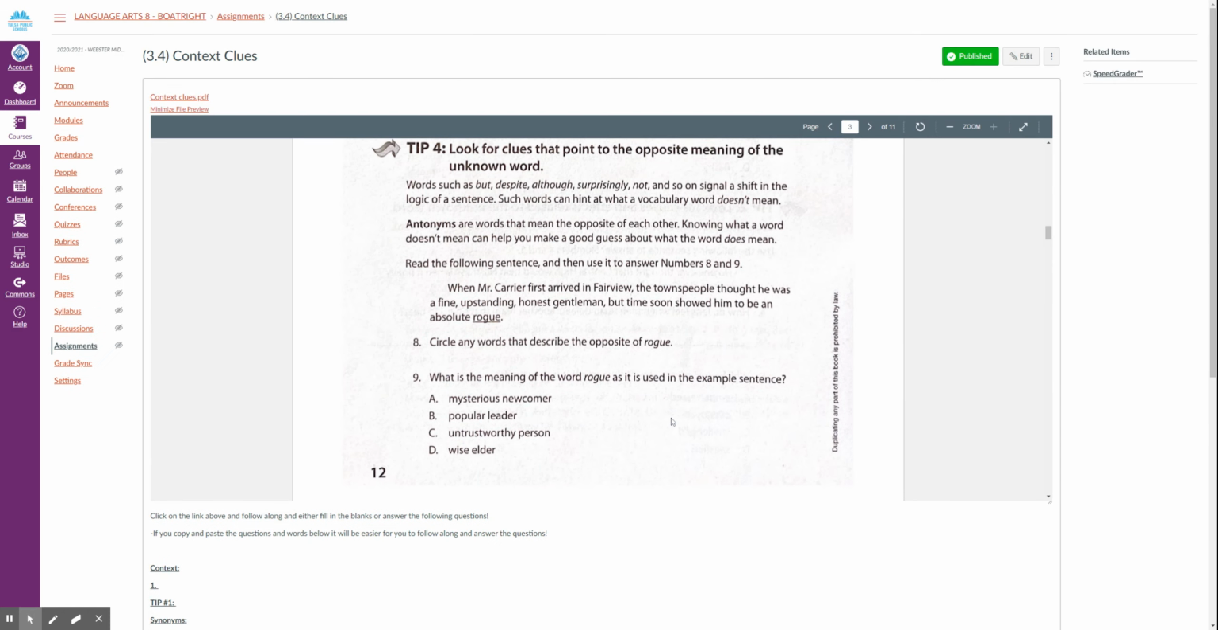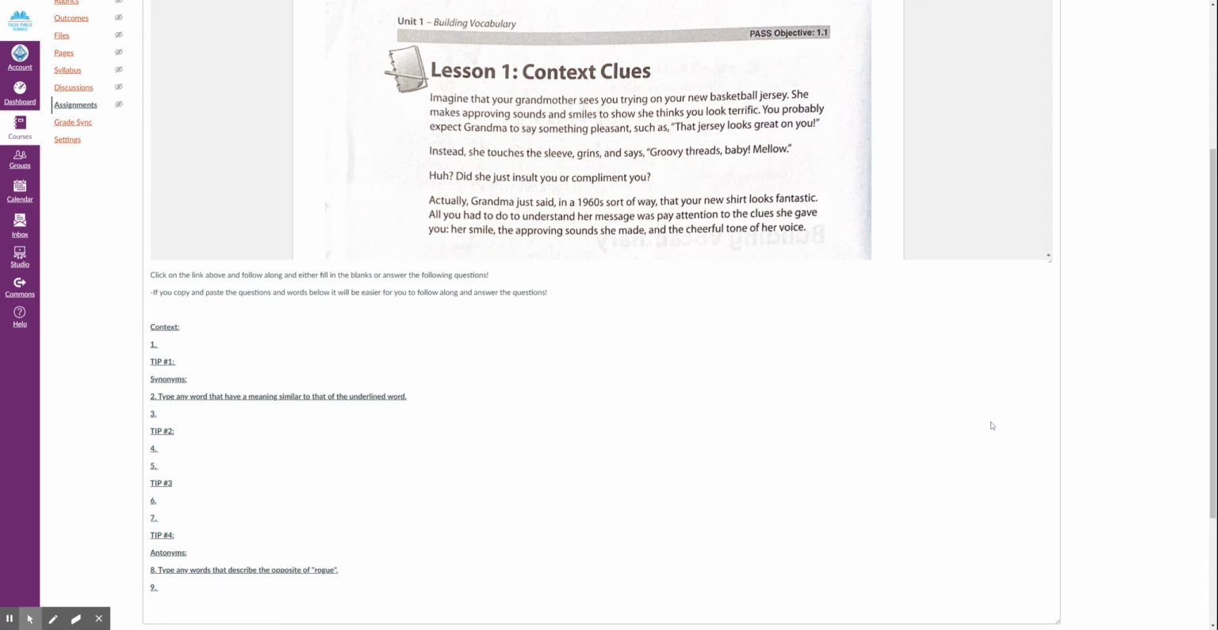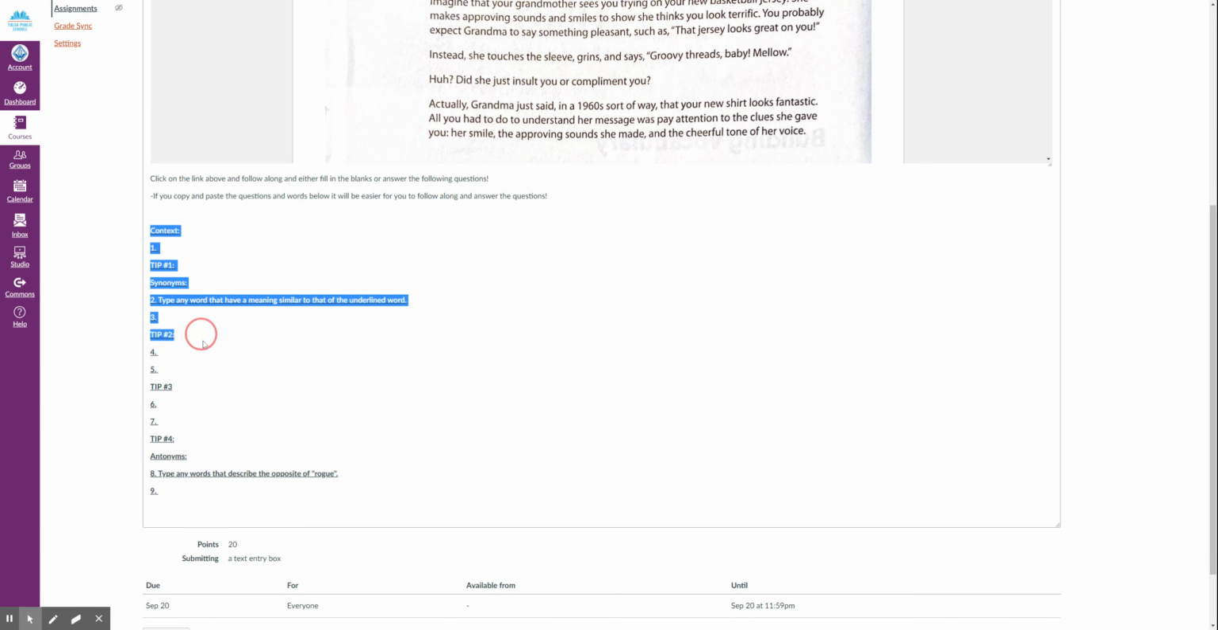Once you guys finish with the assignment, make sure you submit it. We're only going to number nine. Make sure you guys copy this context, right click it, copy it, and then whenever you submit the assignment, paste it, and just fill in the answers just like you're doing a worksheet.